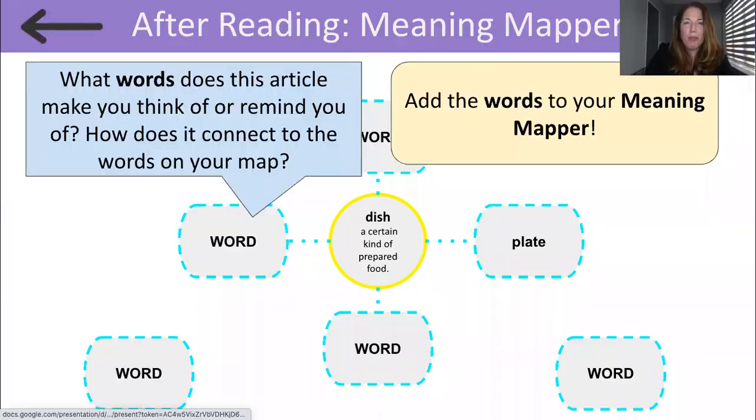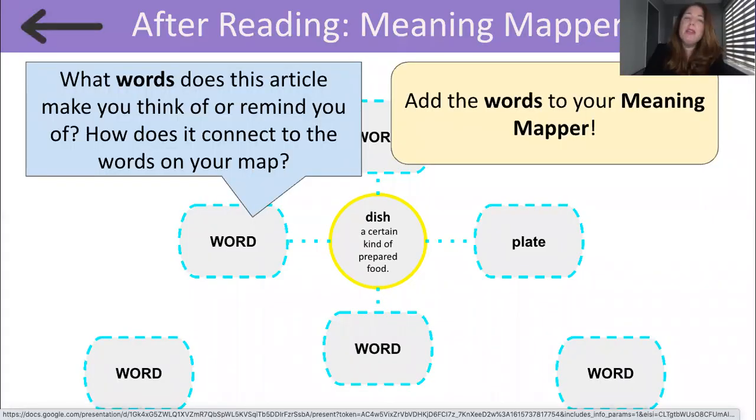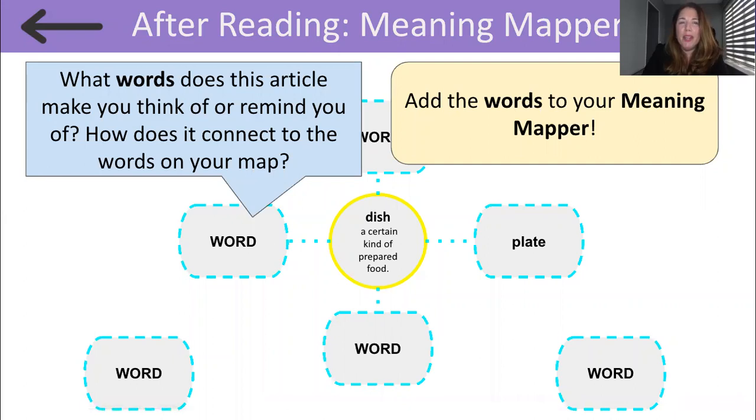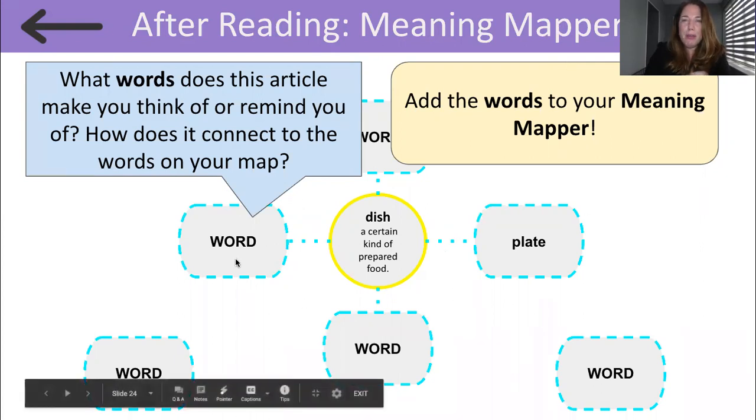Okay, great job, readers. And now let's go back to our Meaningmapper. Let's take our Meaningmappers back out. Okay, and I want you to think about another word or words that this article that we just read about Indian cuisine made you think of. And how does that word connect to the words on your Meaningmapper? Take a moment and record that now.